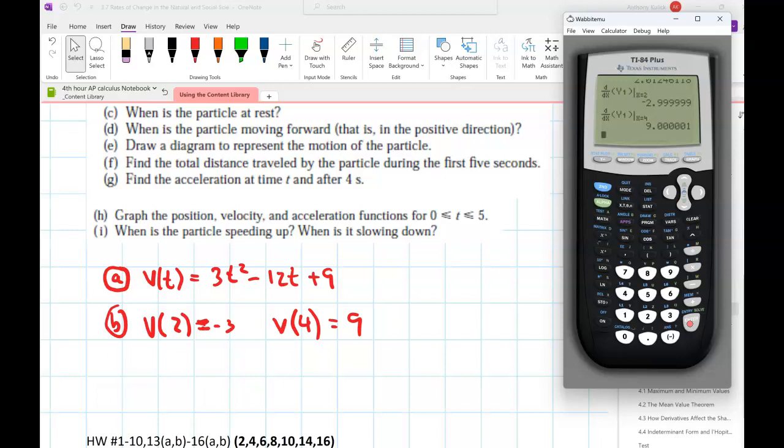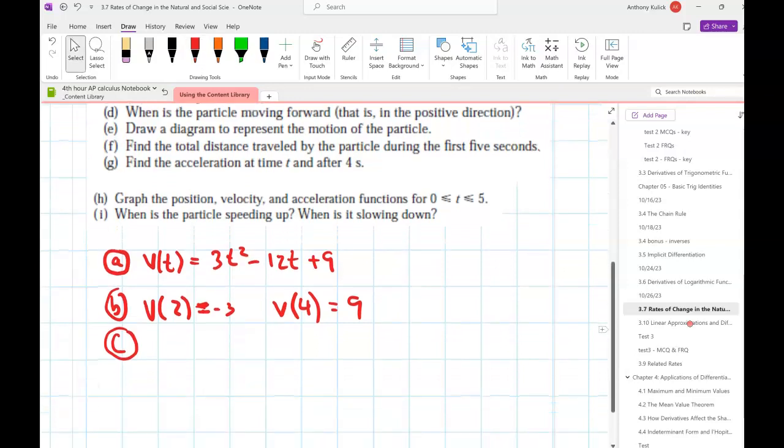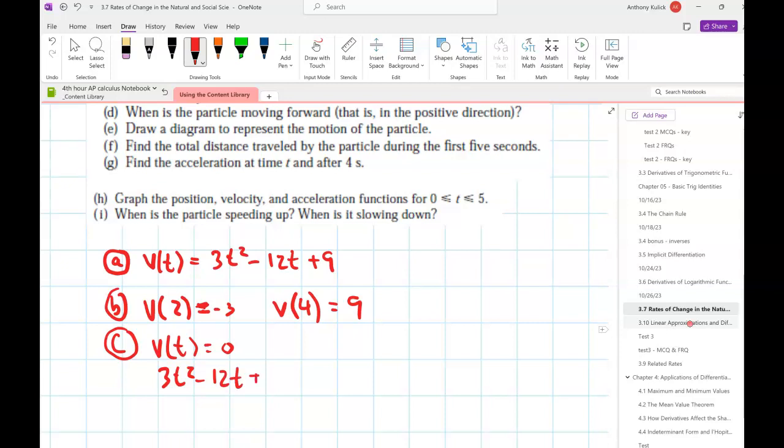All right. Part C says, when is the particle at rest? How do I find that out? When the velocity is 0. Great. So how could I solve 3t squared minus 12t plus 9 equals 0? Factor. Could try factoring. What else? Quadratic formula. What else? Completing the square. Okay, completing the square. What else? Favorite. Graphing, right? Those would probably be the 4 that I would choose.